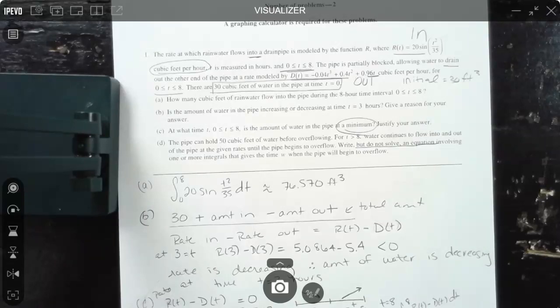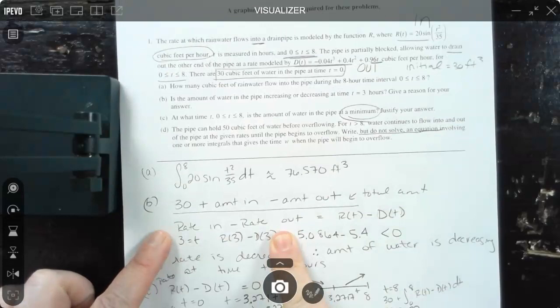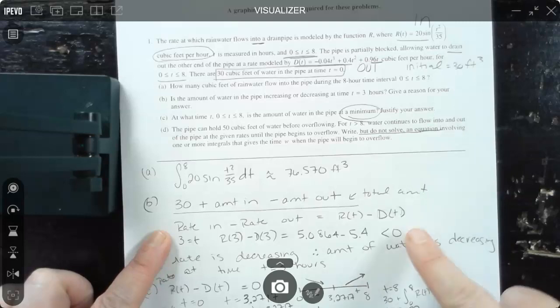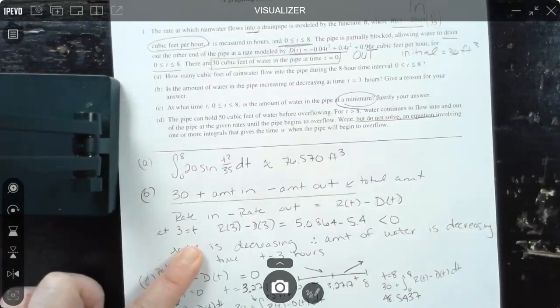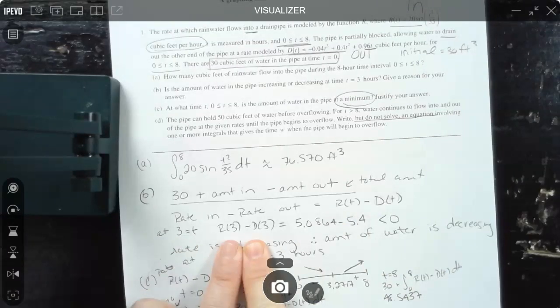So I went back. The rate in minus the rate out will give me the rate that water is accumulating in there, right? If it's positive, then I'm gaining more water than I'm letting out. And if it's negative, then I'm letting out more water than I'm getting in. And so I don't even have to take that initial amount into account right here. I just have to think, well, what is the rate at that time? Because they asked me at time 3. So I subtracted the 2. And I didn't even find what that was. I know that's a negative one.